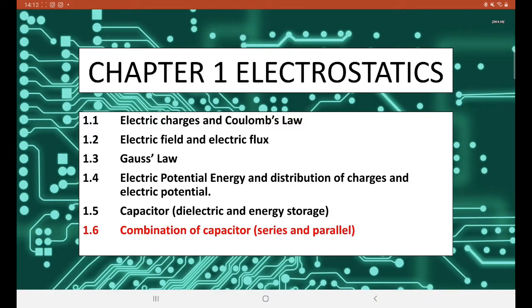Alright, so 1.6 for chapter 1, electricity, is a combination of capacitors in series and parallel circuits.